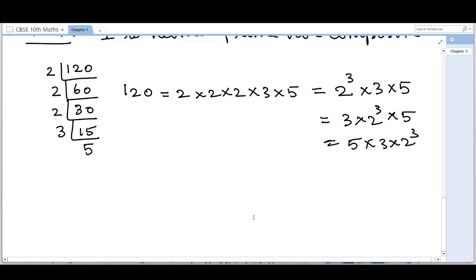And in general, we follow the idea of representing the numbers in a way that the prime numbers, we write it in the ascending form. Even if you don't follow that, doesn't matter, but in the standard way we will write the prime numbers in the ascending order.